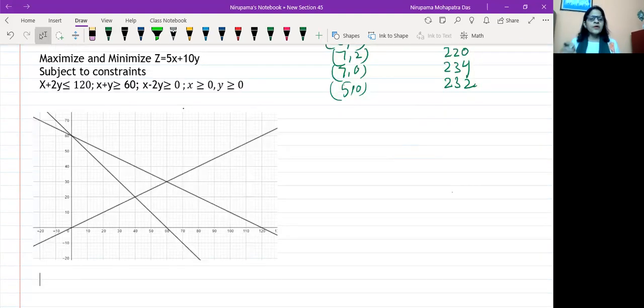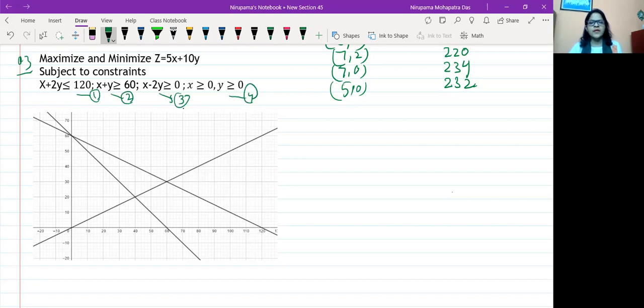Yeah, so here maximize and minimize. Question number 3. Maximize and minimize z equal to 5x plus 10y subject to the constraints. This is equation 1, I mean in equation 2, 3, and you can take both x greater than equal to 0, y greater than equal to 0 as fourth equation.